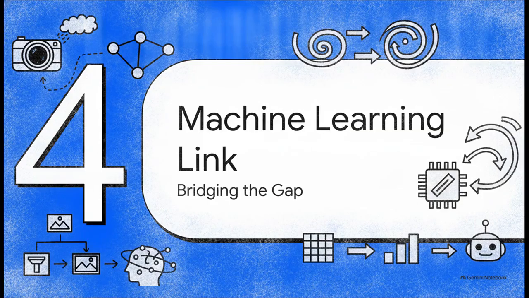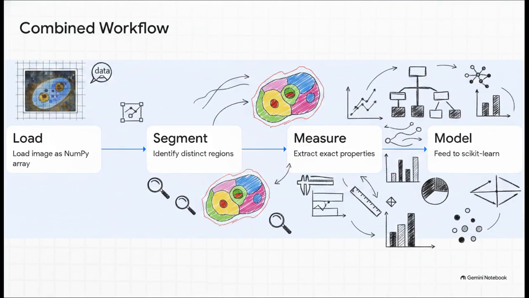Section 4, the machine learning connection, bridging the gap. Okay, this right here is where the magic actually happens in a professional pipeline. Check this out. You load the image, you segment the regions, and you extract those exact geometric measurements. Then, and this is the absolute key takeaway, you feed those precise numerical features directly into a traditional scikit-learn model. You can now cluster or classify visual data flawlessly, and you do it without ever needing the massive computational overhead of deep learning. It's so efficient.